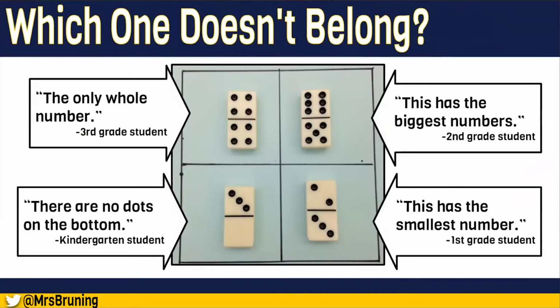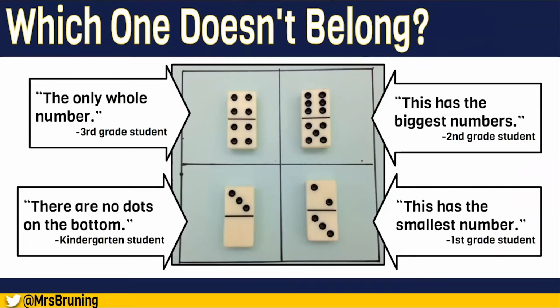The third grade student decides the top left doesn't belong, saying it is the only whole number. I can see that the third grade student understands fractions because they see the top left as 4 over 4, or a whole number. The kindergarten student decided the bottom left doesn't belong, saying there are no dots on the bottom. They are just seeing the visual pattern of the dots. They are a perceptual subitizer, but not yet a conceptual subitizer.